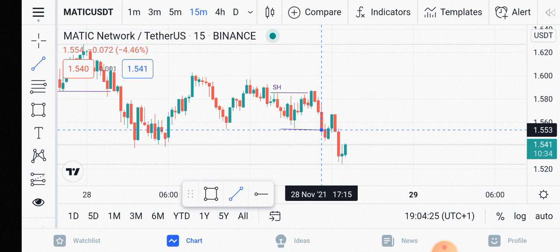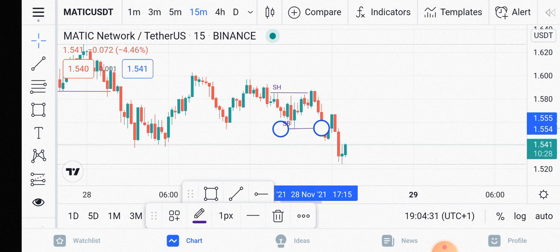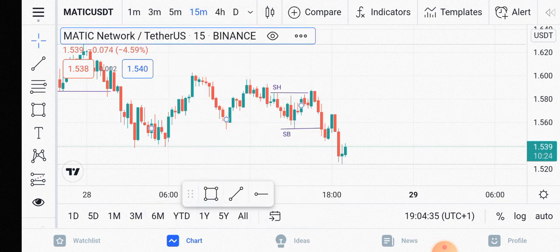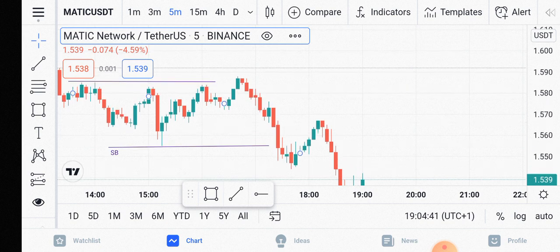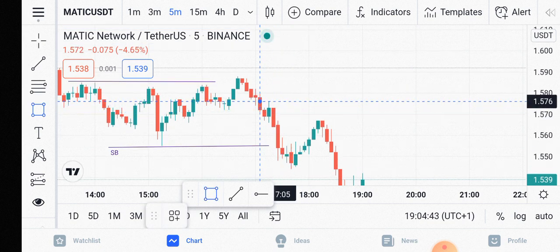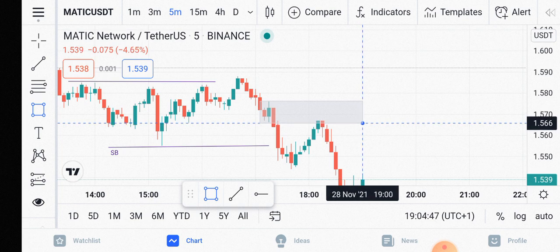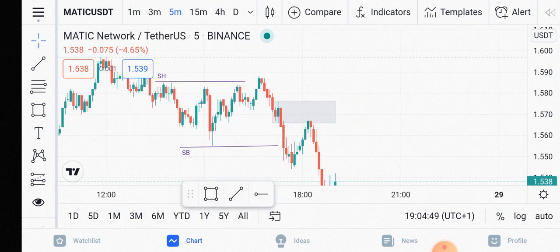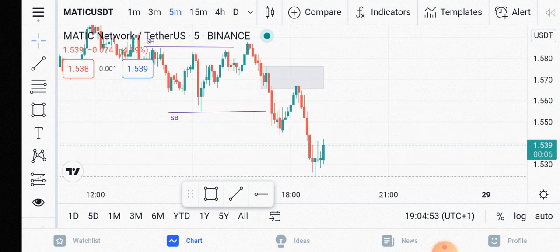This is my entry model. This was a structure break below. Then the move that actually broke the structure came from somewhere here. And you can see it's already mitigated. So we'll flow with the other flow.